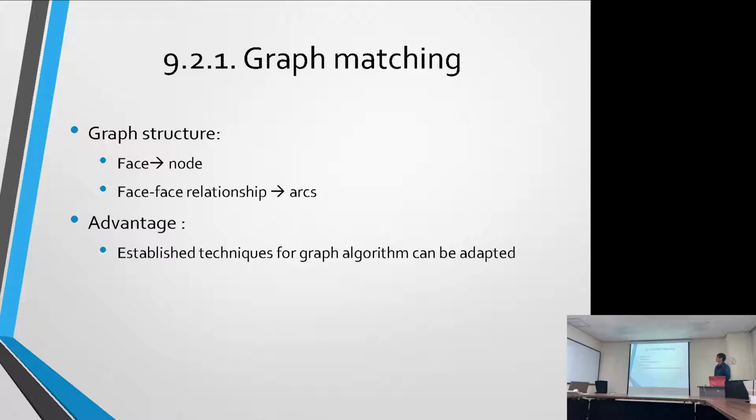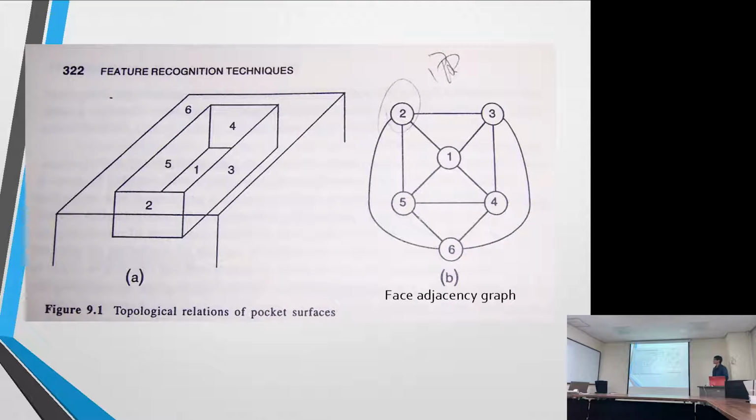So what is the graph structure? Well, usually for features, for a simplified model, you want to represent faces as nodes, and then the face-to-face relationship as arcs between the nodes. And I can show you that in a bit. And the main advantage of graph matching is that there are well-established techniques for graph algorithms that can be adapted to recognize features. So this is an example of a graph structure.